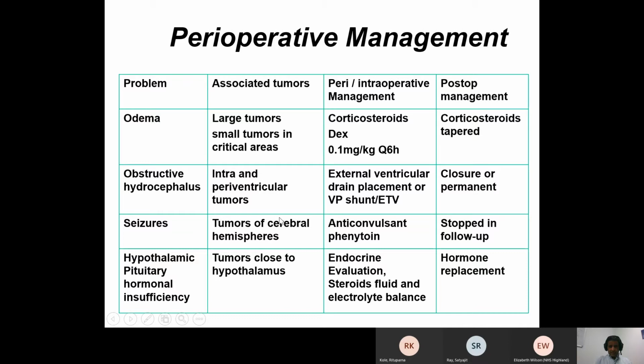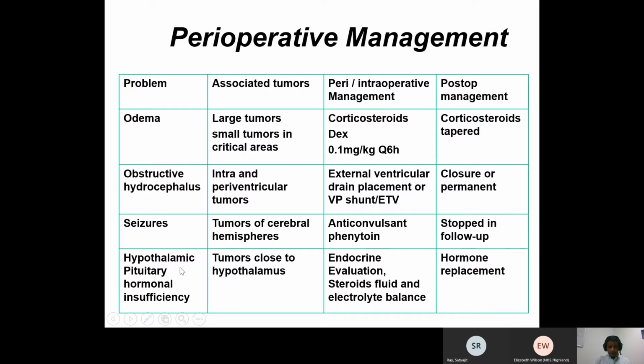Children can present with seizures, typically with cerebral hemisphere tumors. You may have to start anticonvulsants. Phenytoin is for urgent control, but then most often they are on Keppra because that doesn't interfere with chemotherapy and other drugs, and it's very effective and well tolerated. Most often they can be stopped after the surgery and the treatment, because they don't need it for life.